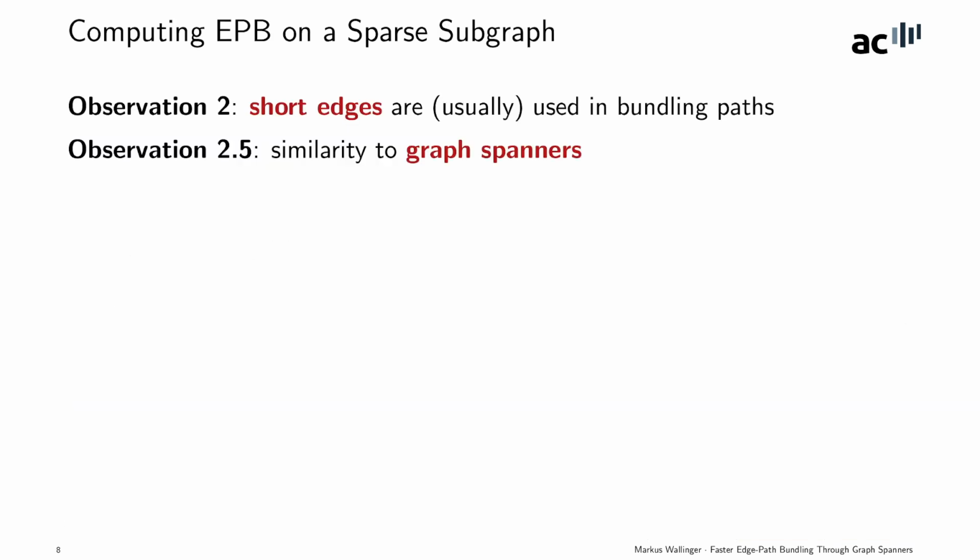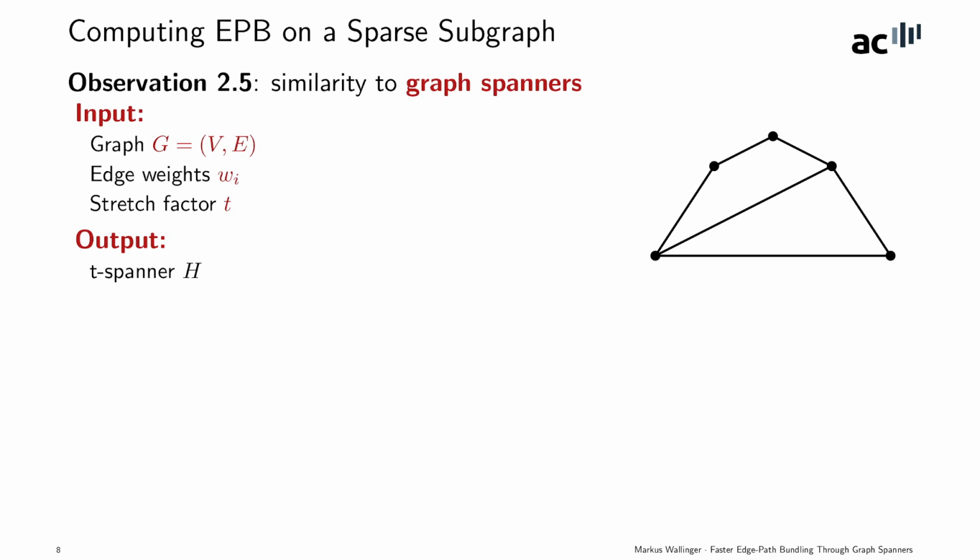Let's come back to the other observations we stated and let's focus on the similarity to graph spanners. So, in this context, when we talk about graph spanners, we mean multiplicative T-spanners. A multiplicative T-spanner of a graph G is a subgraph with the same vertex set. However, the edge set only contains edges where there's no alternative path that is T times the edge length available.